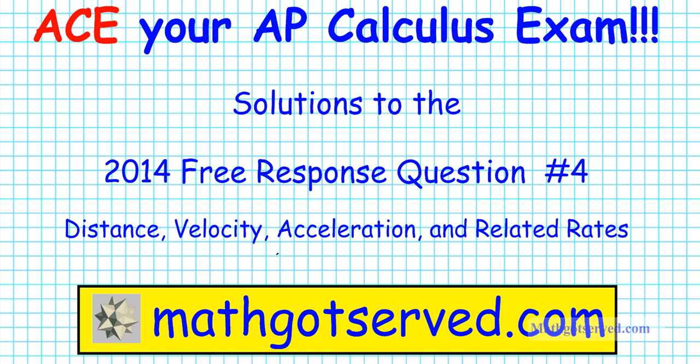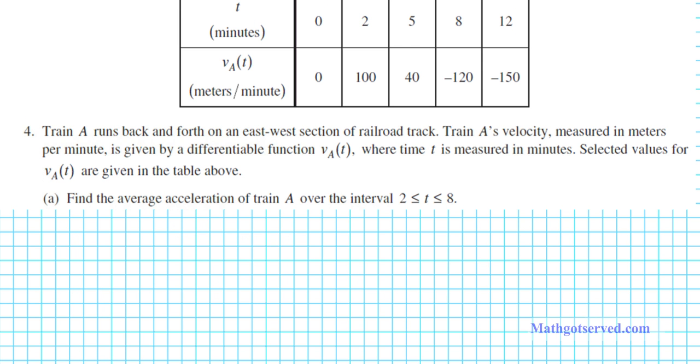So let's go ahead and take a look at the first part of question 4. Let me just read the question. It says, train A runs back and forth on an east-west section of railroad track. Train A's velocity, measured in meters per minute, is given by a differentiable function v_A(t), where t is measured in minutes. Selected values for v_A(t) are given in the table above.